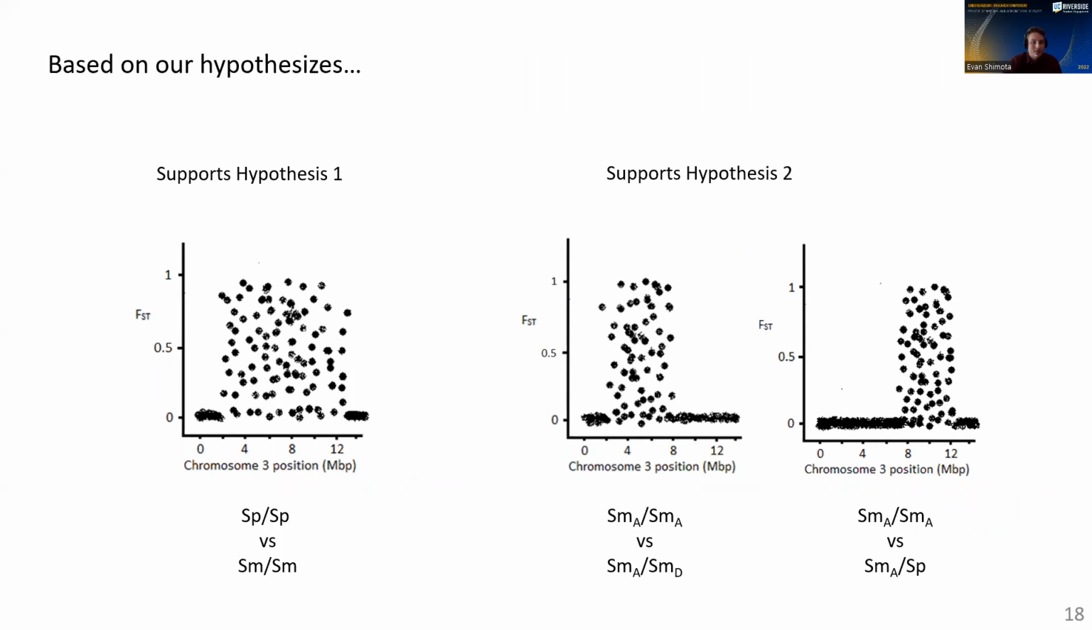So based on our hypotheses, we have 2 potential outcomes. If Formica execta just possesses a supergene for social structure, we would expect to see an FST of chromosome 3 that looks similar to the one on the left, that spans the majority of chromosome 3. If Formica execta possesses a supergene for social structure and split sex ratio, we'd expect to see plots of chromosome 3 similar to those on the right.